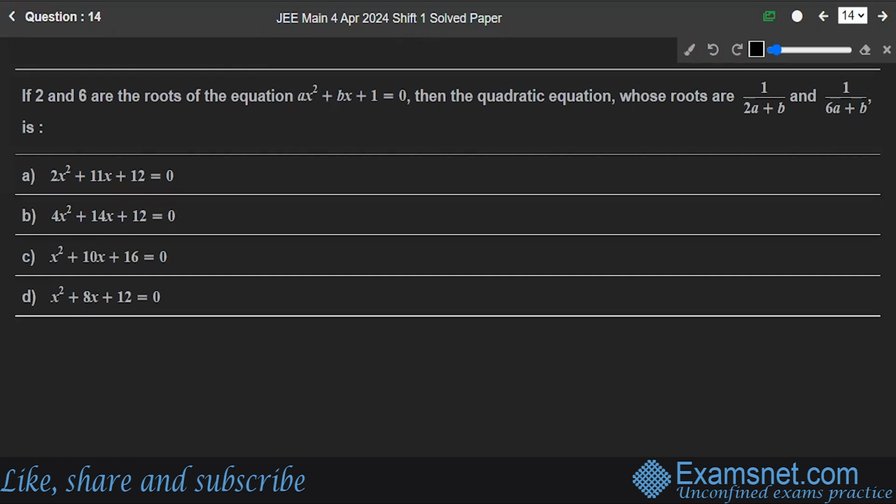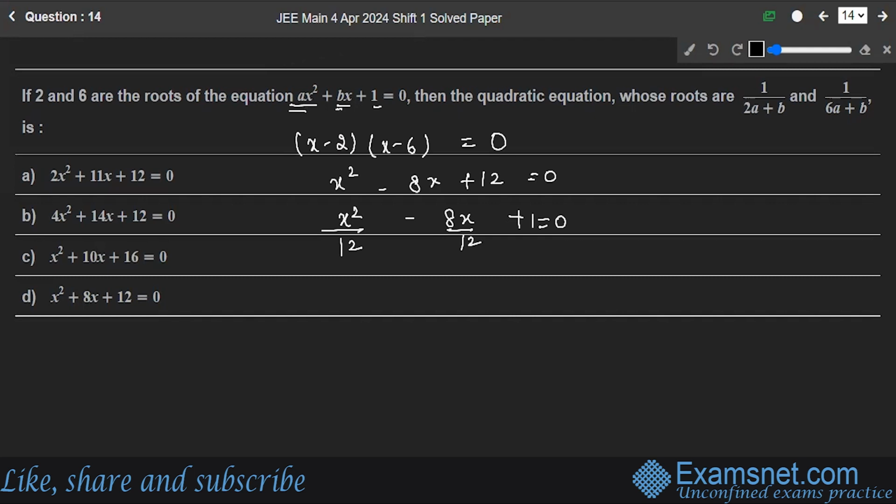All right, 2 and 6 are the two roots. So (x minus 2)(x minus 6) is equal to 0, which gives me x squared minus 8x plus 12 is equal to 0. Dividing both sides by 12, you will have x squared upon 12 minus 8x upon 12 plus 1 is equal to 0. If I compare it with ax squared plus bx plus 1 is equal to 0, a is 1 by 12 and b is equal to minus 2 by 3.